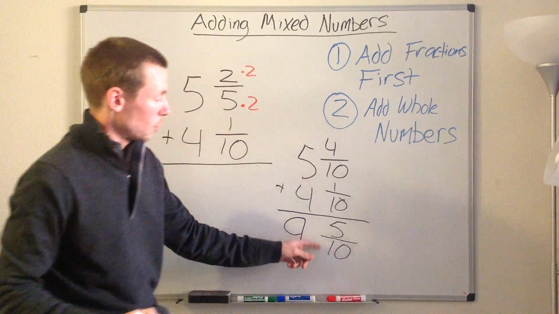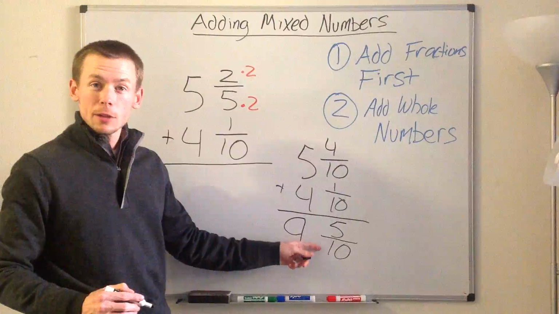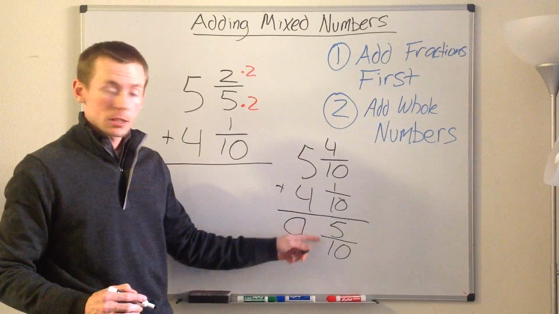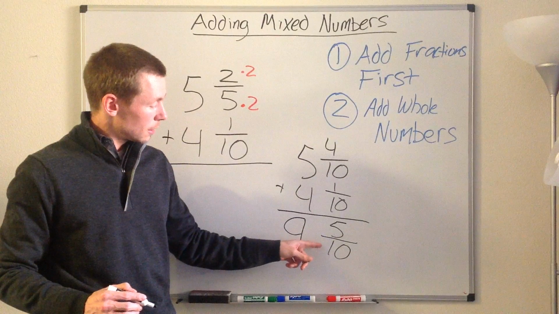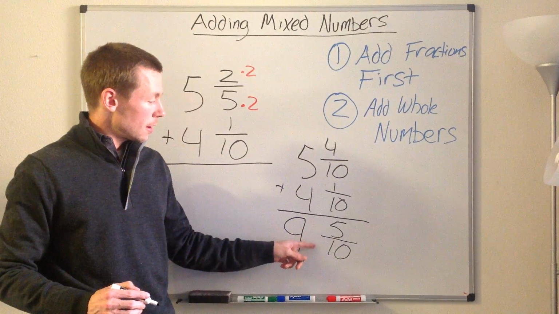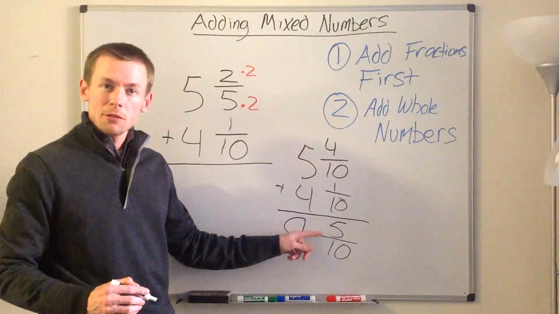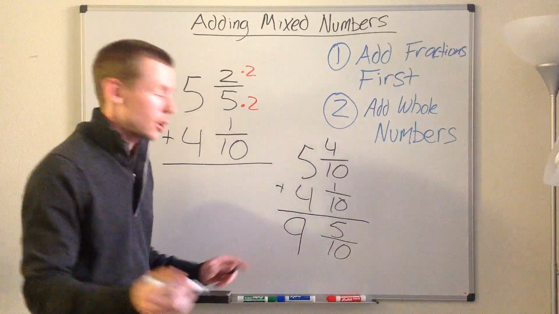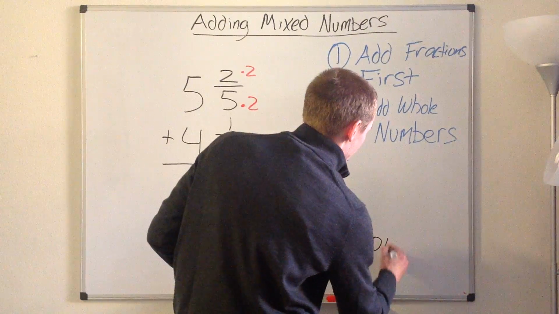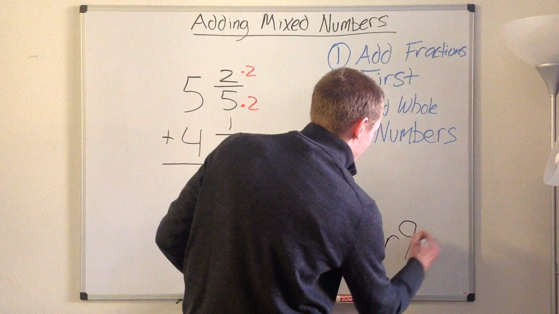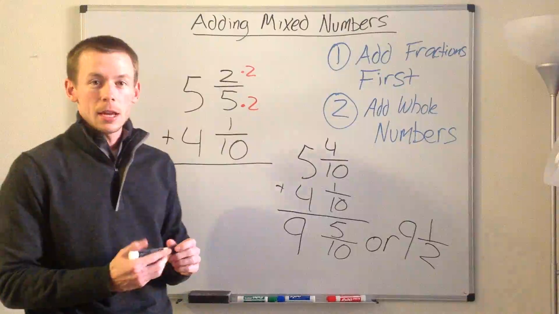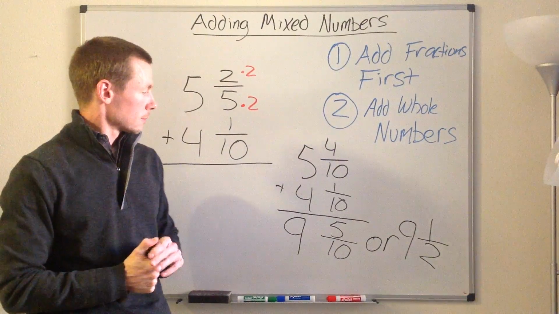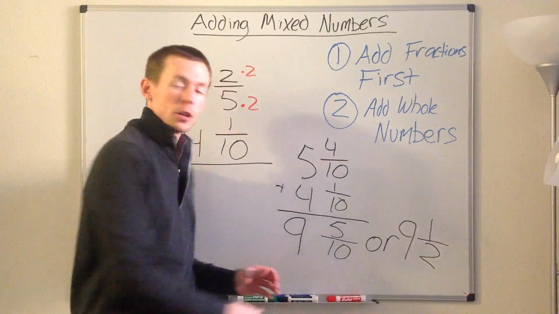We didn't have to do anything here in terms of converting this to a mixed number because the numerator is smaller than the denominator. However, this is correct, but we could reduce this 5 out of 10 to 1/2. So a simplified version would be 9 and 1/2. Okay? And then this concludes this video.